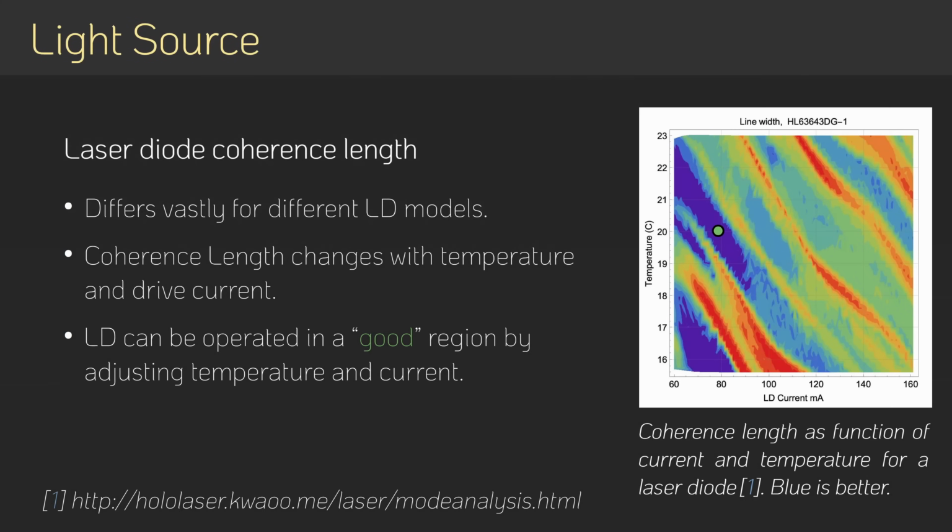The second key property of the light source is coherence length, which can be tricky with laser diodes. Note that not all laser diodes are capable of producing output with large coherence length. Those that can need to be operated under certain conditions.